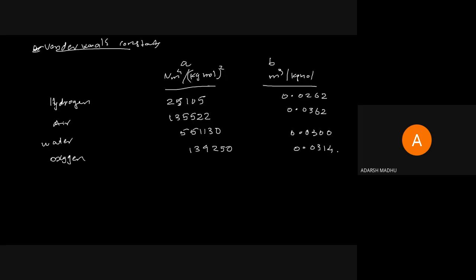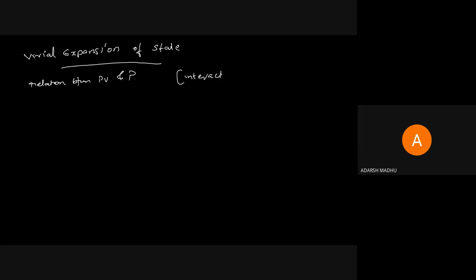So I am explaining the virial equation of state. The virial expansion of state is a relation between PV by RT and P, that is, a relation between PV and P, as a power series. It accounts for the interaction forces between molecules. It is a simple, single line derivation.